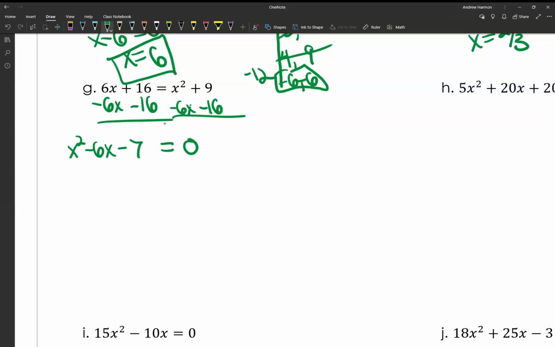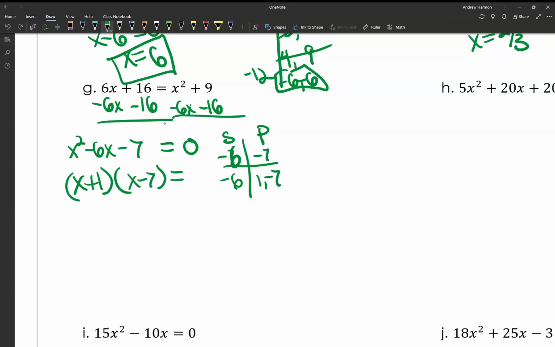Now from here, we can factor this, and it's just a straight up sum and product problem. We have negative 6 for our sum, and negative 7 for our product. The only way to get 7 is 1 and 7. If I want a negative 6, 7 has to be negative. So my two factors are x plus 1 and x minus 7 is equal to 0. And then we set those both equal to 0.